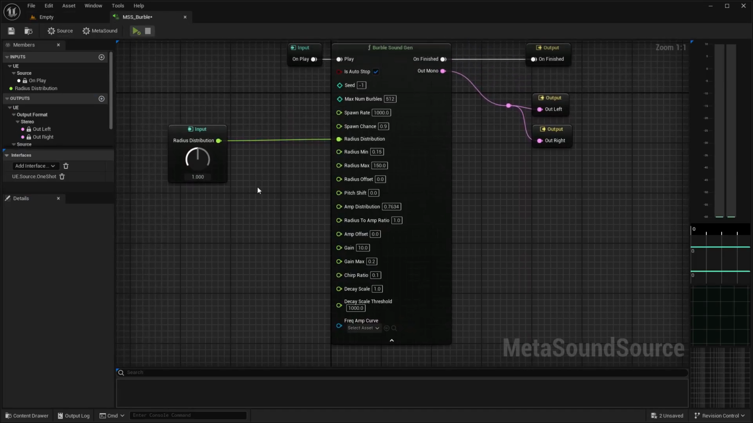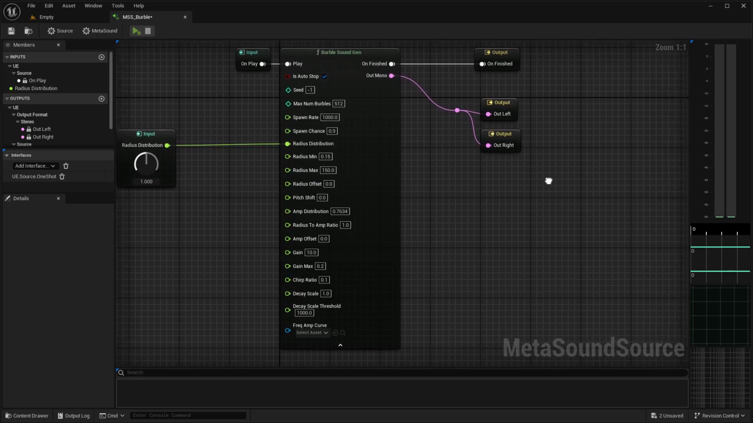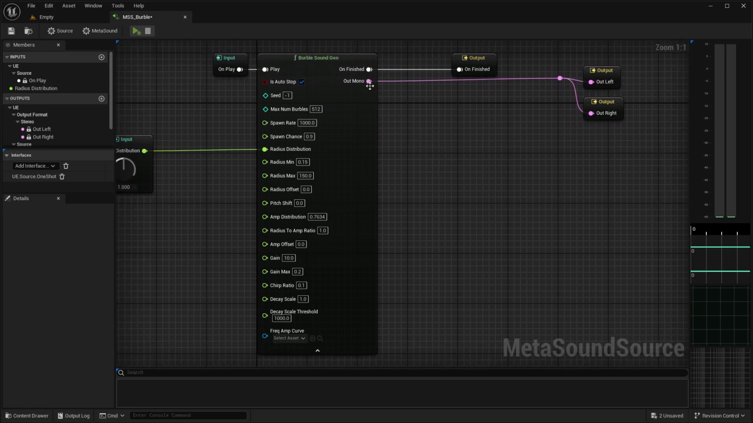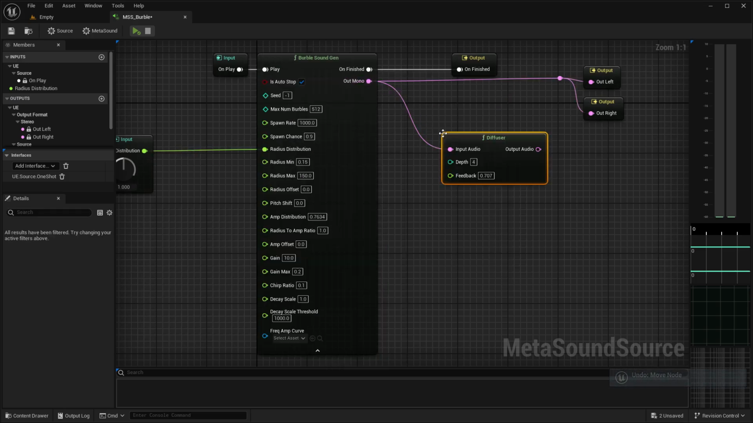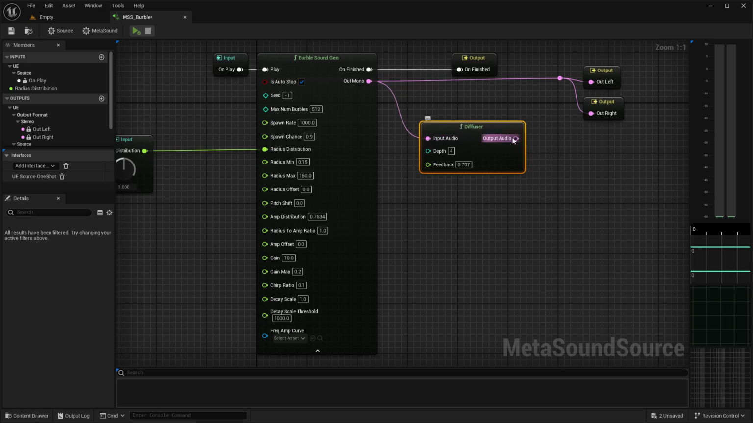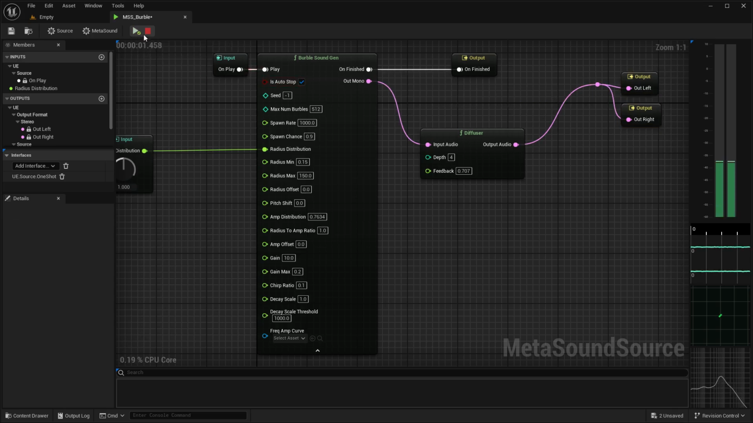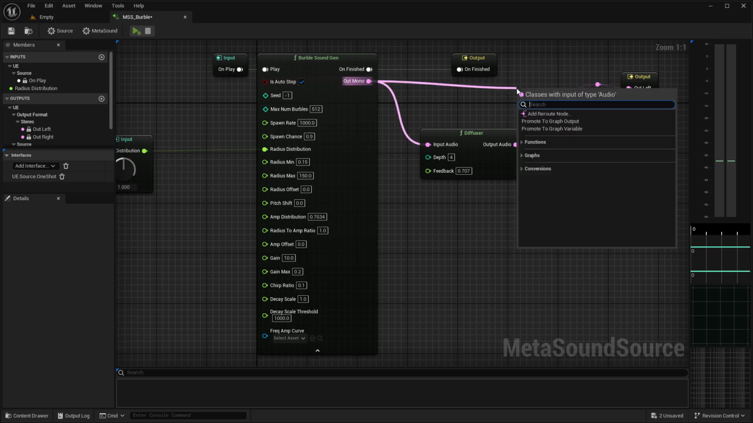Okay, that's quite a lot of parameters. But as I have mentioned, spawn rate, spawn chance, radius distribution, and gain are the important ones for liquid sounds. There is also one node from Unreal that we frequently use together with the synthesizer, which is the diffuser node. Now, this node is usually used for algorithm reverb, which requires a much more complicated structure than just this. However, for liquid sounds, this is enough to enhance the result. We usually mix both of these together.